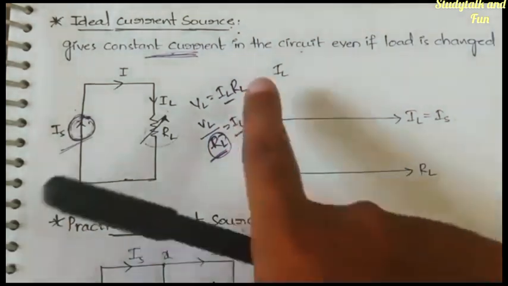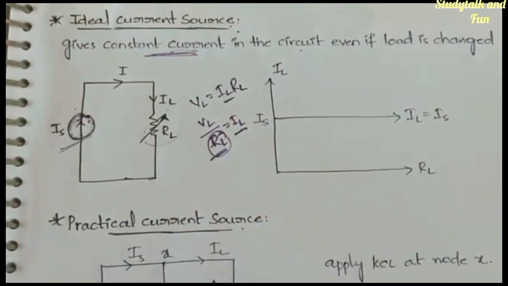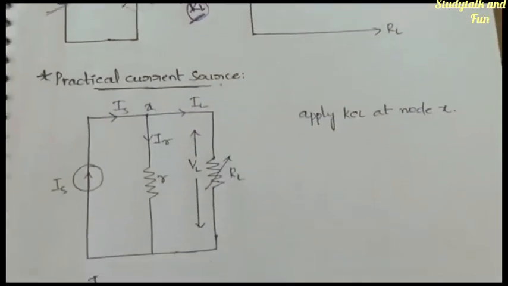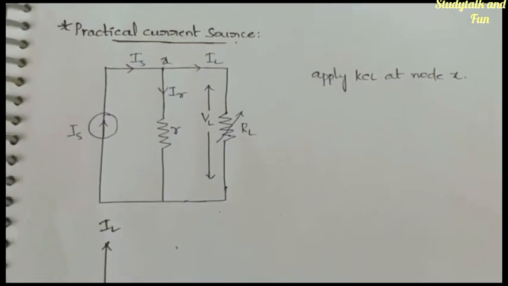Okay, again the graph will be the same way. IL is equal to IS, no changes in the graph. Now let us say practical current source. See, in a practical current source you are applying Kirchhoff's current law. You are not applying voltage. Since it is current, you are applying the current law. In voltage we have applied the voltage law.